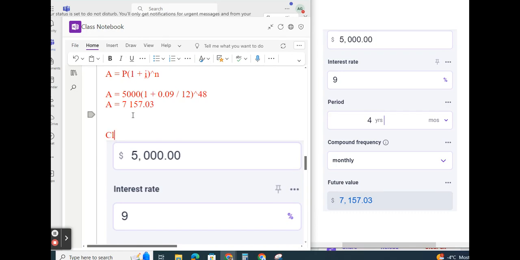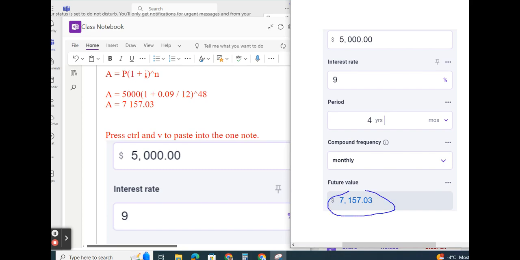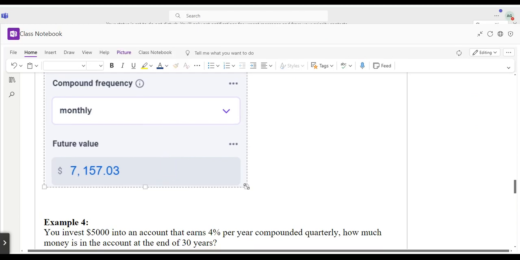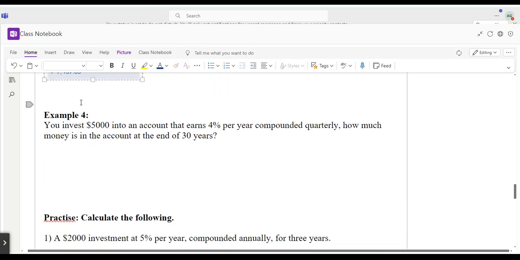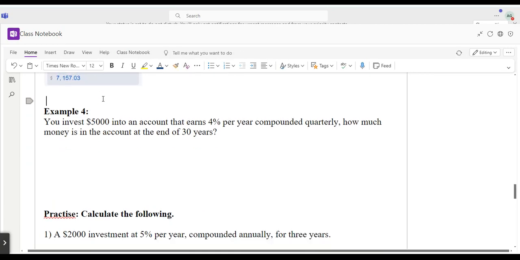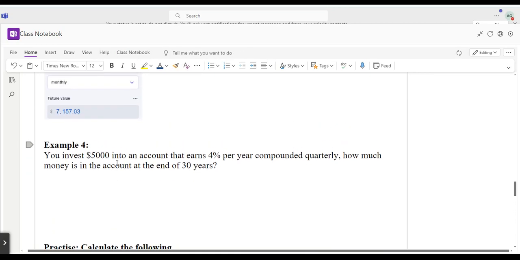So here you can press Control and V to paste into the OneNote. Or if you wish, you could copy down the answer here at the bottom. Like this will also be fine. Okay. With this in mind, and also this is quite large, so we could shrink that down a bit, and that's okay. What I'd like you to do now is I would like you to try out example 4.